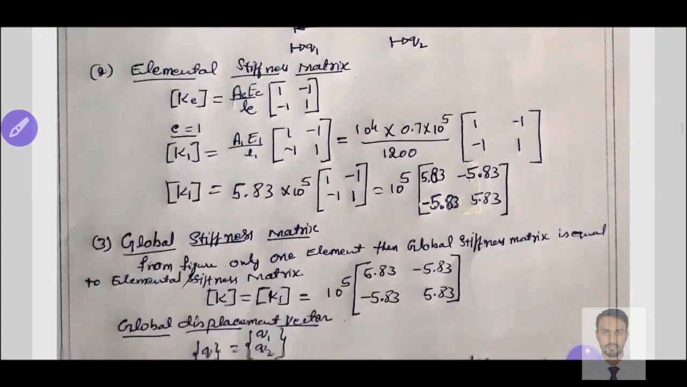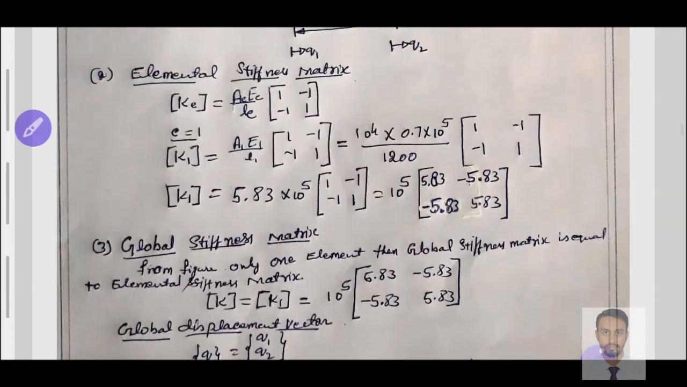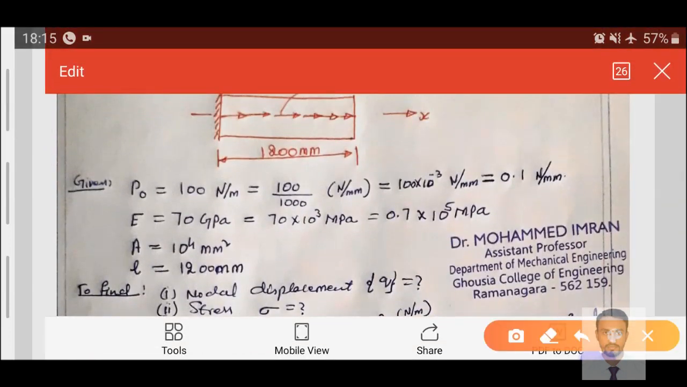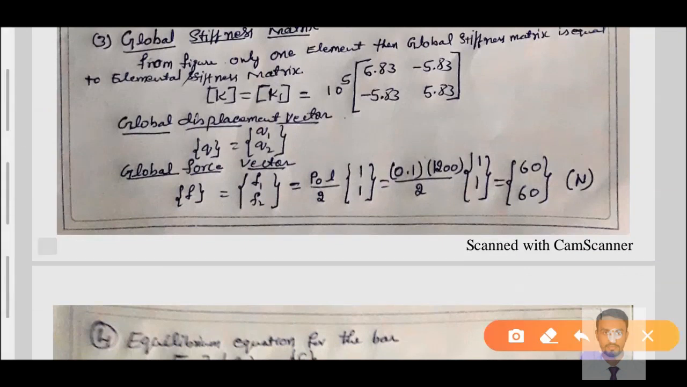For a distributed load, the equation is P naught L by 2 times 1 1. Then P naught is given as 100 Newton per meter, which is equal to 0.1 Newton per millimeter. Substitute that 0.1 in the equation, and the length of the element is 1200 mm divided by 2. The value of this is equal to 60. Then multiply inside the matrix, we get 60 and 60.